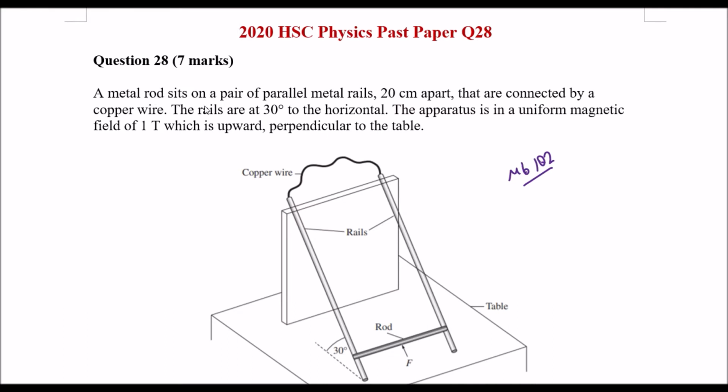We have a metal rod that sits on a pair of parallel charge plates. You can see here, our little rod here, 20 centimeters apart, that are connected by a copper wire. The rails are 30 degrees to the horizontal, as you can see here. The apparatus is in a uniform magnetic field of 1 Tesla, which is upwards perpendicular to the table. So our magnetic field is going up in that particular direction.